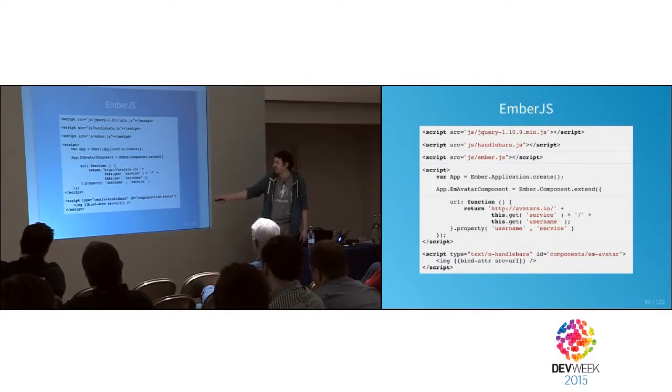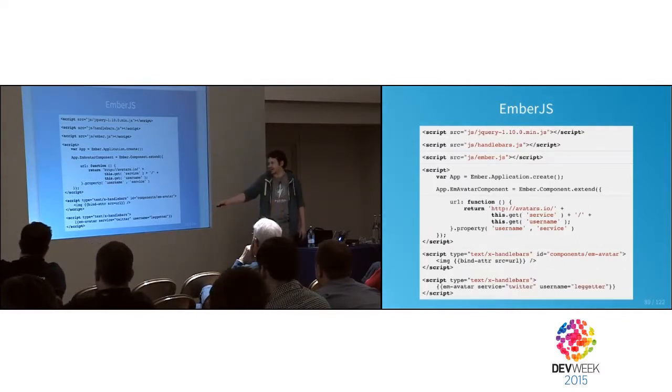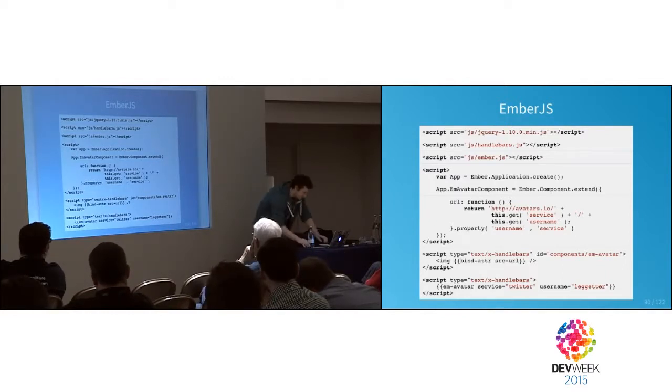So Ember knows that components is a namespace of an ID. em-avatar maps to the fact that this exists, em-avatar component. And then we can bind the source attribute of this image that we've defined with the URL that we've built here. And then when we want to use it, we need to use Handlebars to instantiate it. There may be other ways of doing this, but basically this is my actual app, and I'm saying, right, I'm going to use the double curly bracket, em-avatar, service Twitter, username Leggetter. I can show you that in action. Give me a second, where's my mouse?